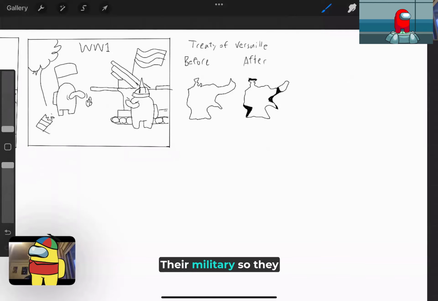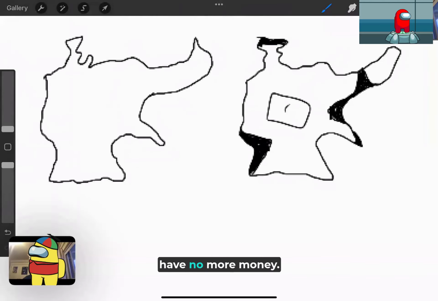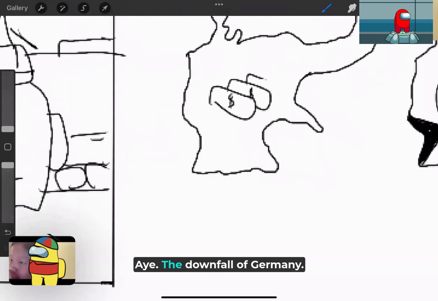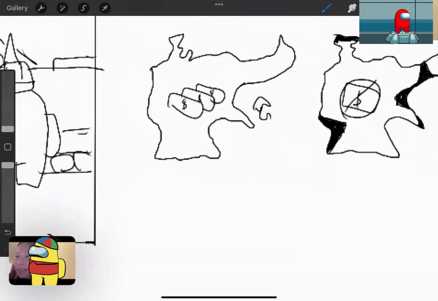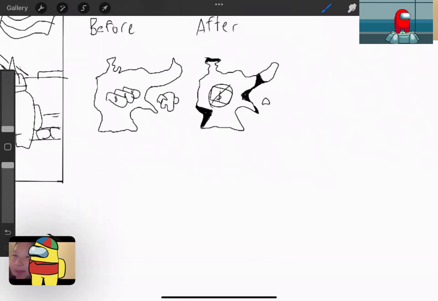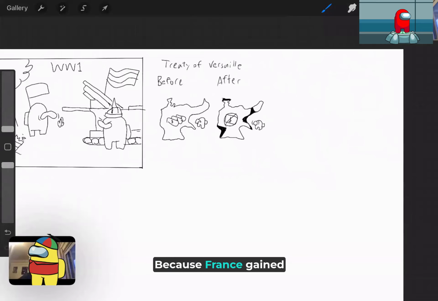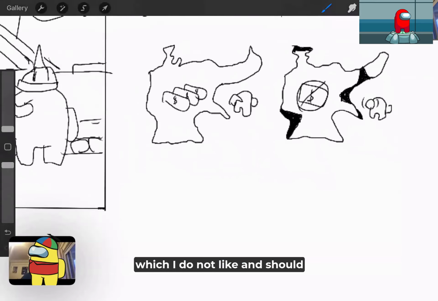And they also had to cut their military, so they have no more money. Before they had a lot of money. The downfall of Germany. That is the downfall of Germany and the Treaty of Versailles. And that is part of the history of France, because France gained this part of land, which I do not like and should be returned to Germany.